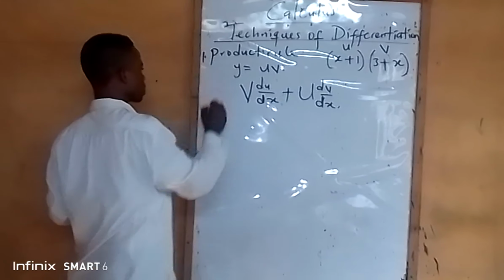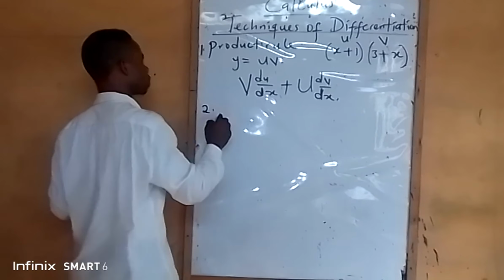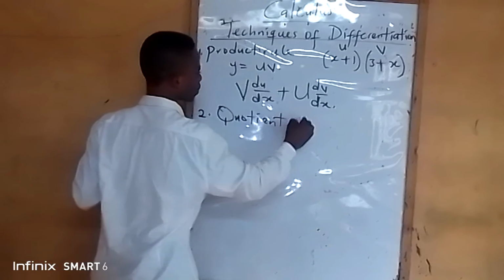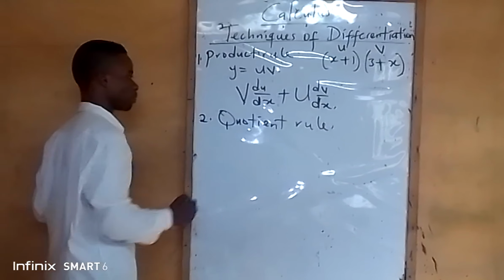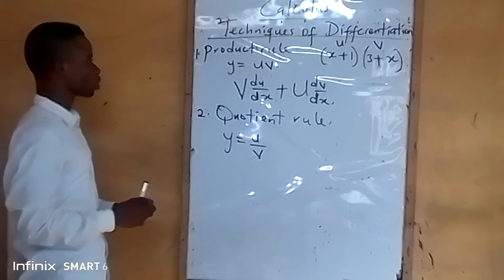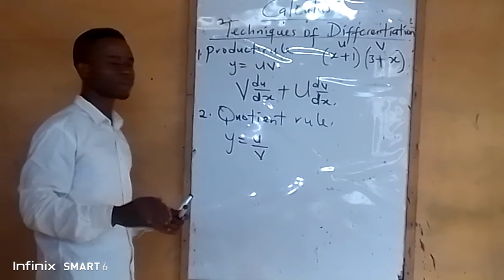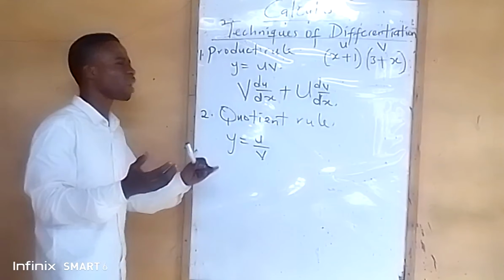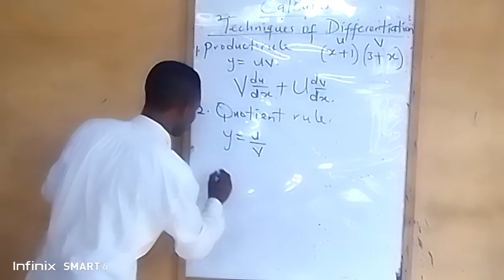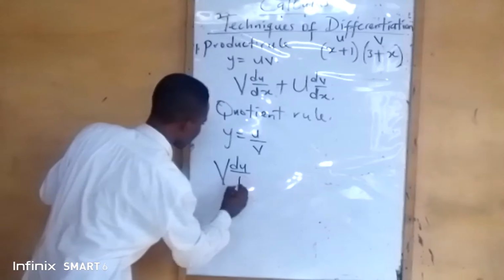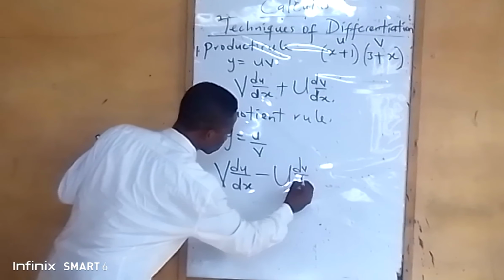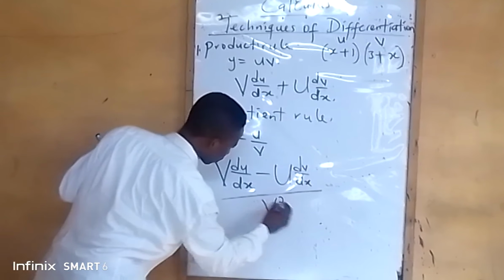Now the second technique of differentiation is quotient rule. When I say quotient rule, that means y equals u all over v. So when are we going to use this one? When you are having a question in the form of divisions. And the formula is v du/dx minus u dv/dx all over v squared.